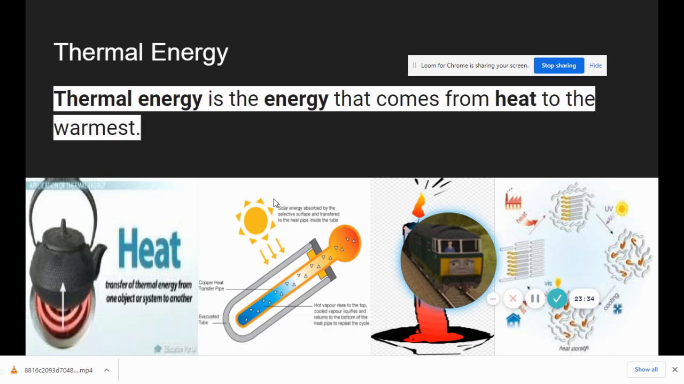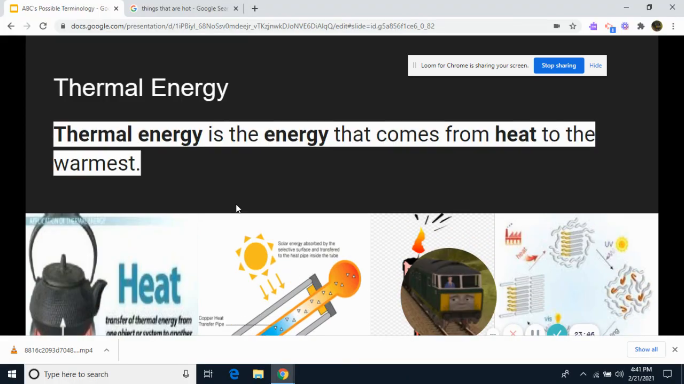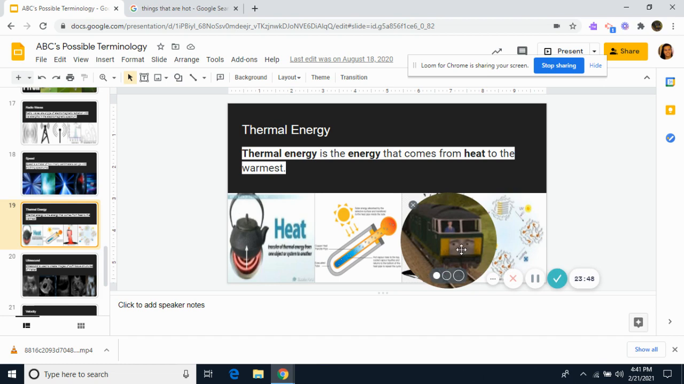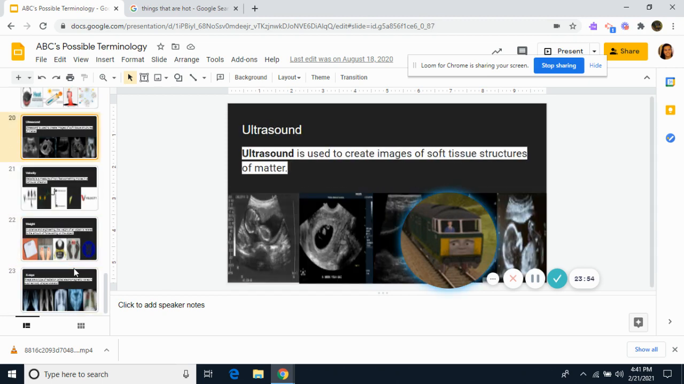All right, so heat transfer is the transfer of thermal energy from one object or system to another. So yeah. Okay, so we have four slides, right?